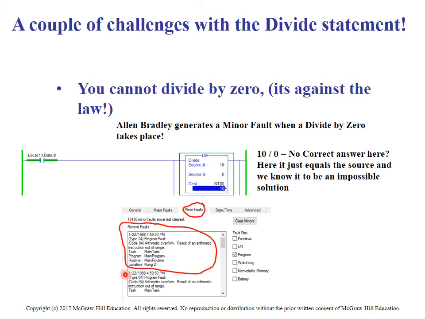So yeah, dividing by 0 is not a thing. It's against the laws of mathematics. So shame, shame, shame. Don't do that. It's very bad. The way Allen Bradley handles this situation is, as you can see, they took the source A and dumped it right in the destination. So you do end up with a value in there, but obviously not the correct value. So just make sure you're aware of this. Whenever you divide by 0, it's going to put the source in the destination. So just be aware of that.